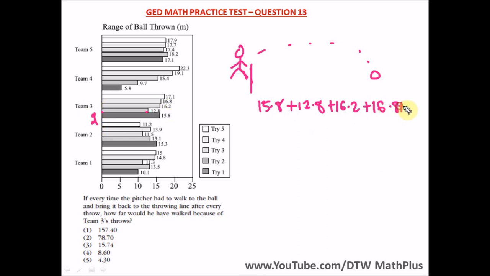So we have to add up all the lengths. Because this is in meters, the range of the ball is in meters. So when we add this up, what are we going to get? If you punch it in your calculator, we are going to get a total of 78.7, which is also equal to 78.70. So this is our answer, and our right option is option 2.